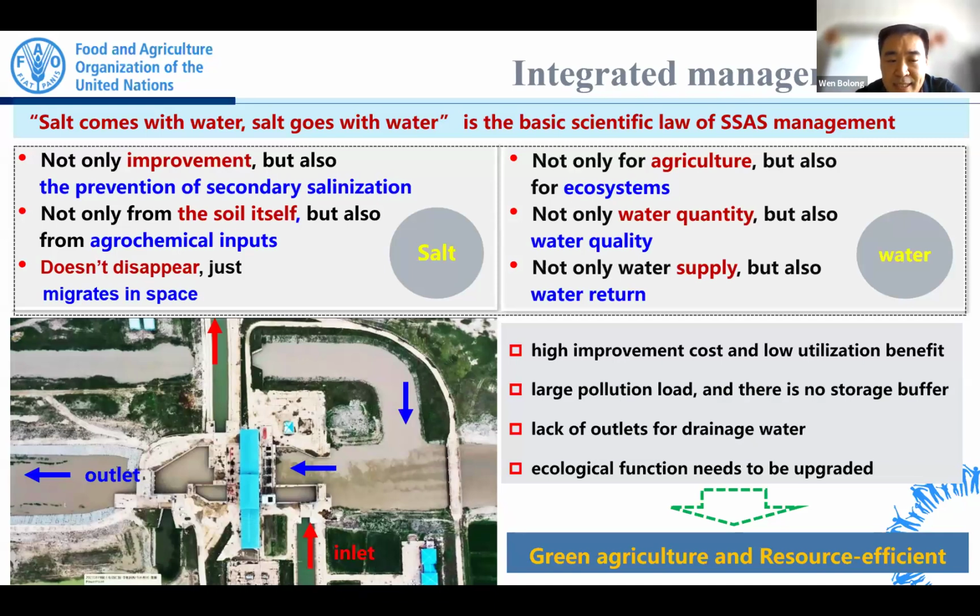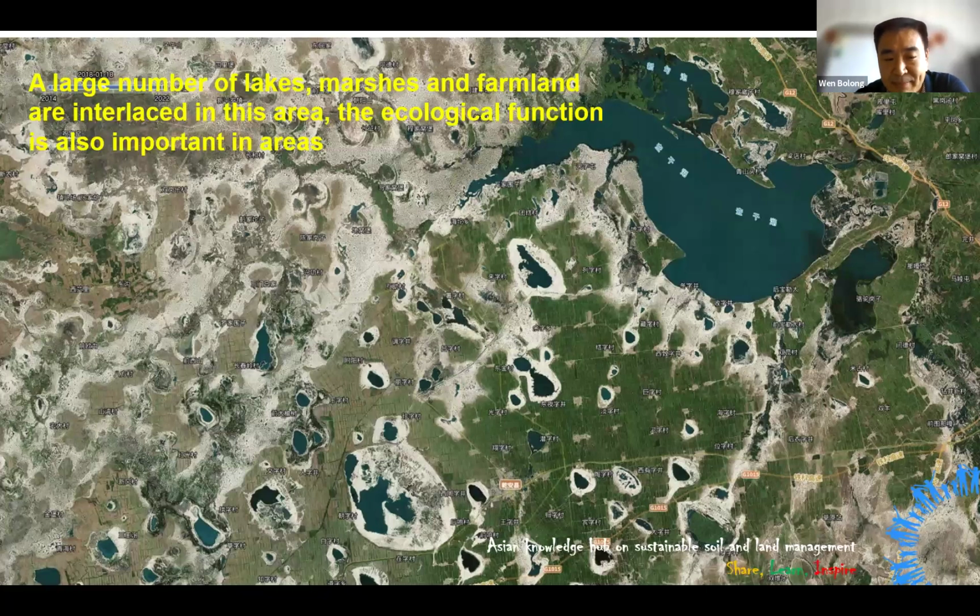We should know that the measures are not only about improving the soil, but also preventing secondary salinization. Not just the salt in the soil itself, but also the added salt. It's not just about the water quantity, but also the quality. Not just about agriculture, but also about the ecology. We can see a large number of lakes and marshes also distributed in this area.